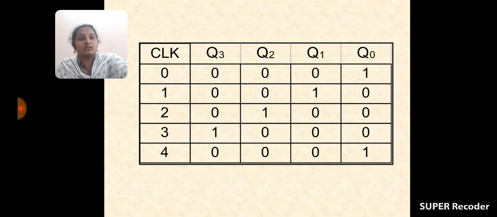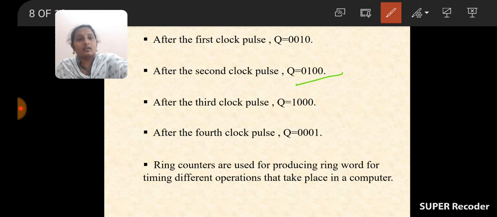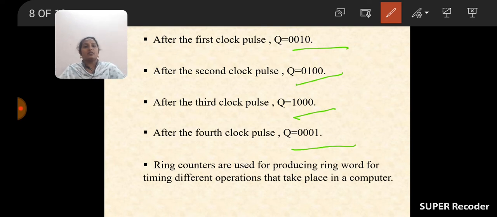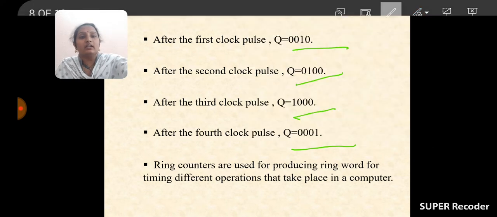After the application of the third clock pulse, it becomes 1 0 0 0, and after the fourth clock pulse it becomes 0 0 0 1. So in this way the counter will provide the counting, and in the ring counter every time the binary word has only 1 bit, and these ring counters are used for producing a ring word for timing different operations. The ring word is the same, but it is used for different operations that take place in the computer.